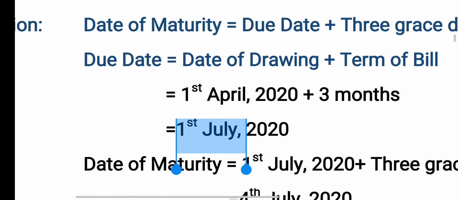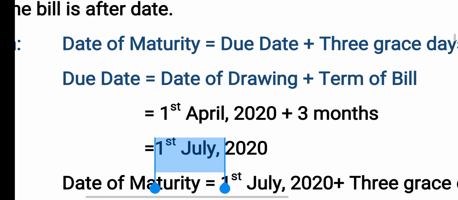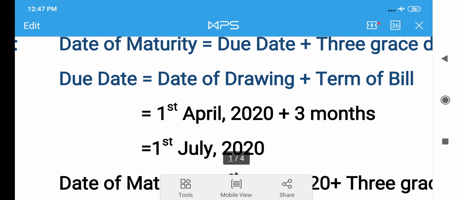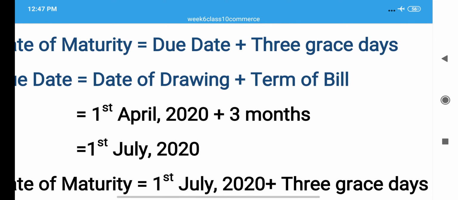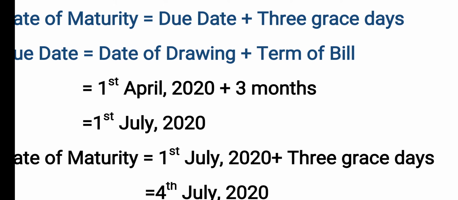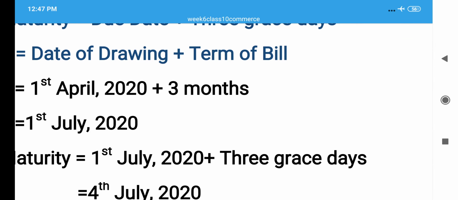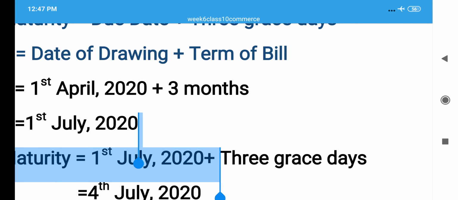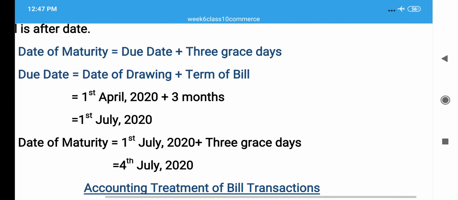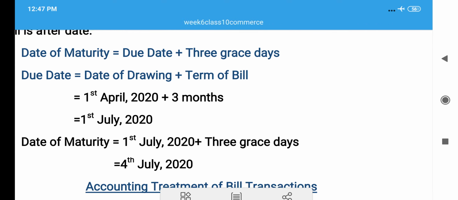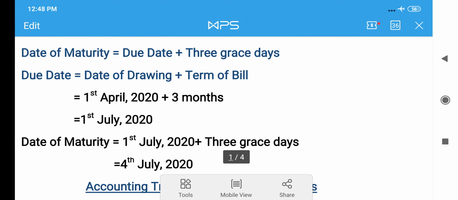And after that, date of maturity is a simple formula: in due date you will add 3 grace days. So your due date is 1st of July and 3 grace days makes it 4th July 2020. So our date of maturity is 4th July 2020.